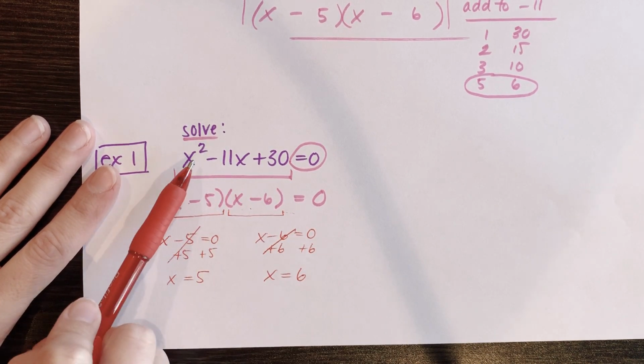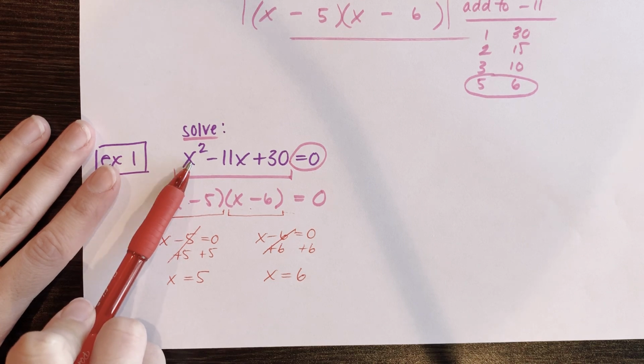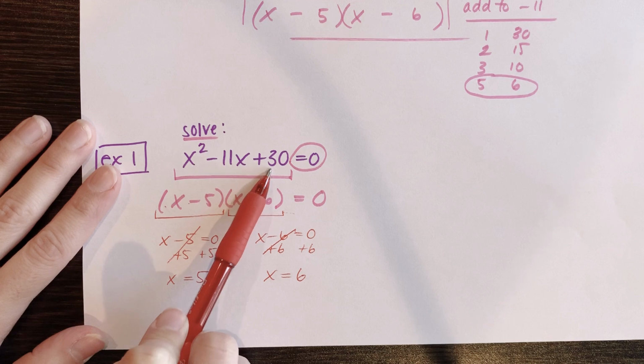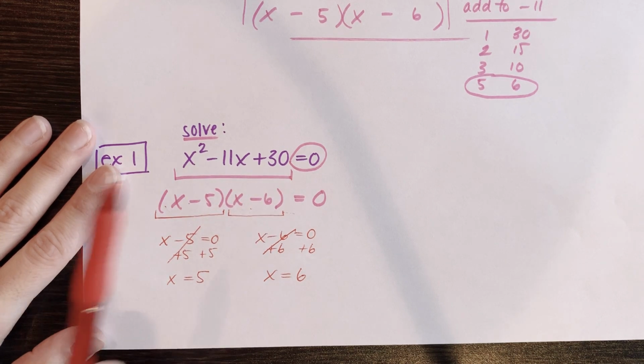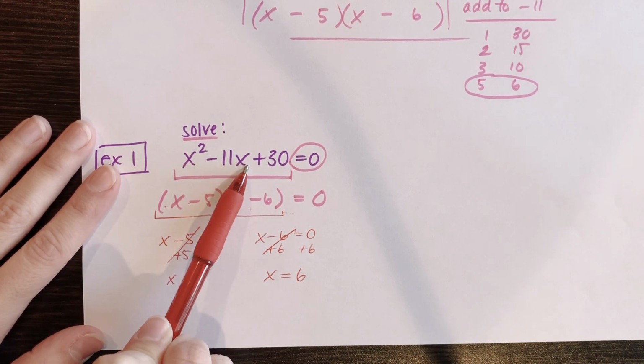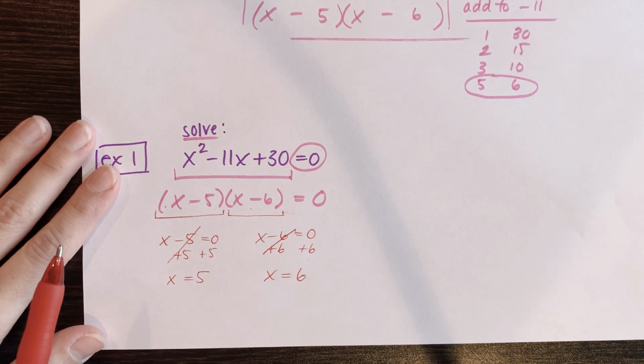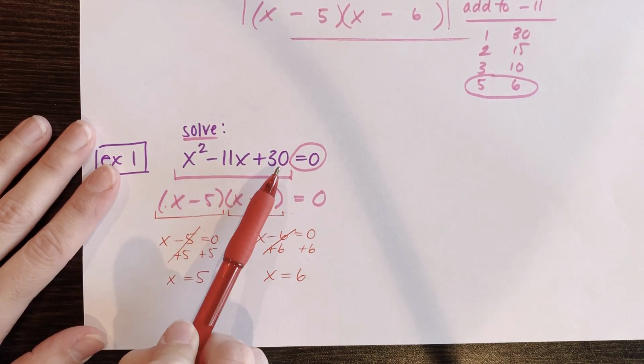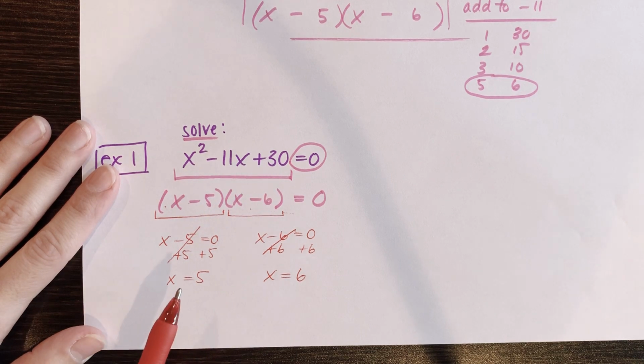If I go back to my original equation and I plug in 5, my left-hand side will result in 0. If I go back to my original equation and I plug in 6, this whole thing on the left of my equal sign will equal 0. So either x is 5 or 6.